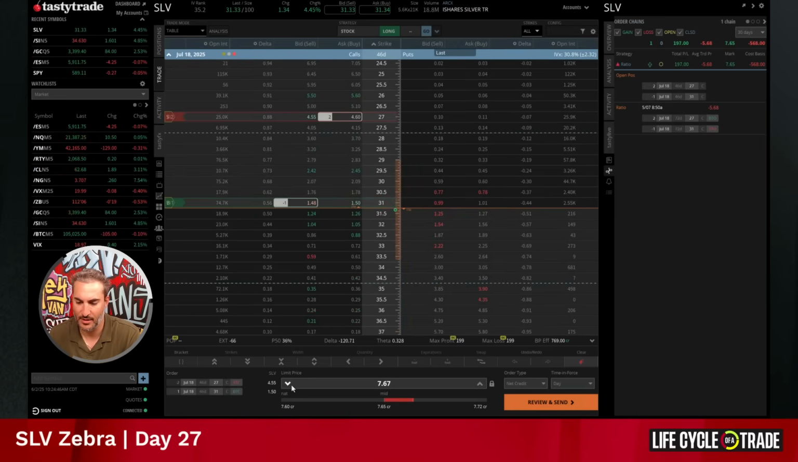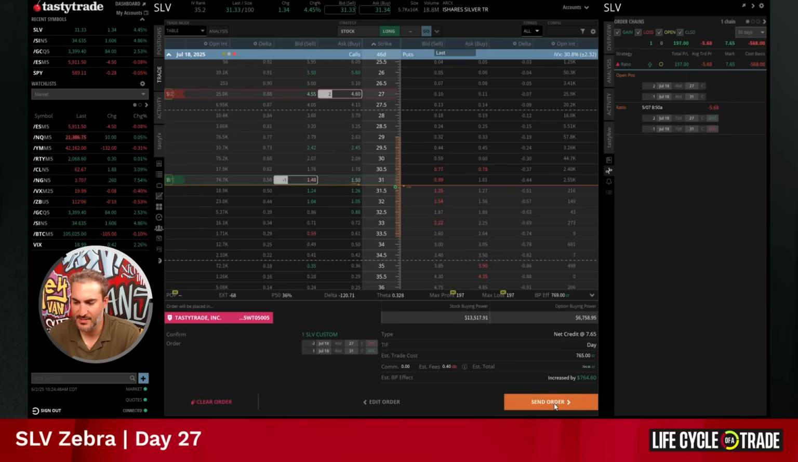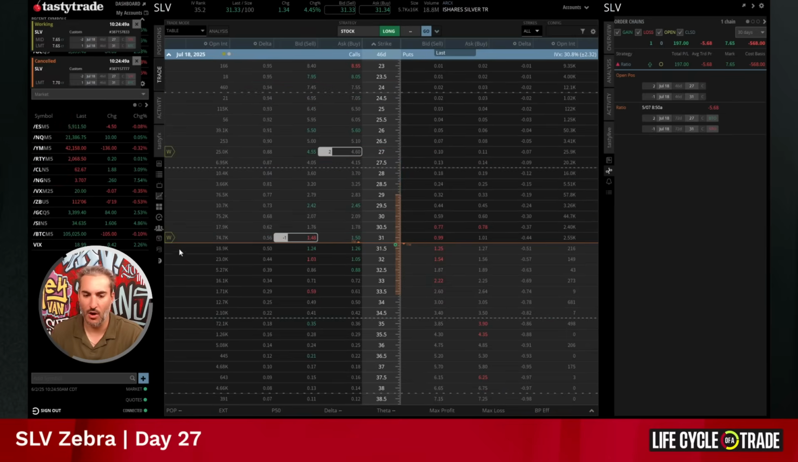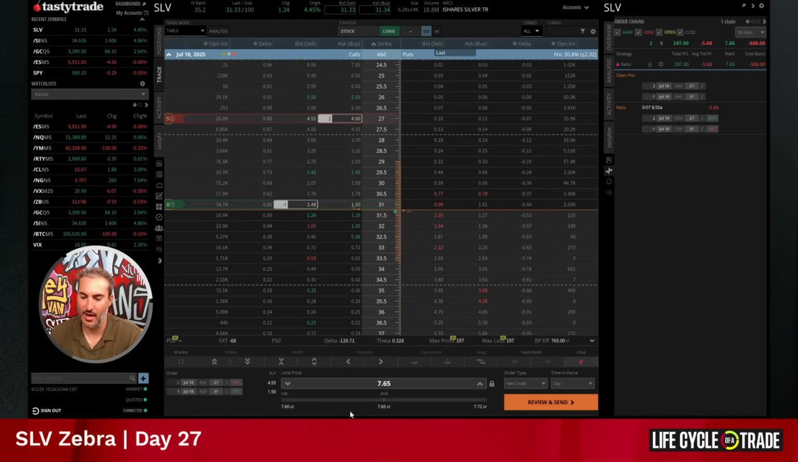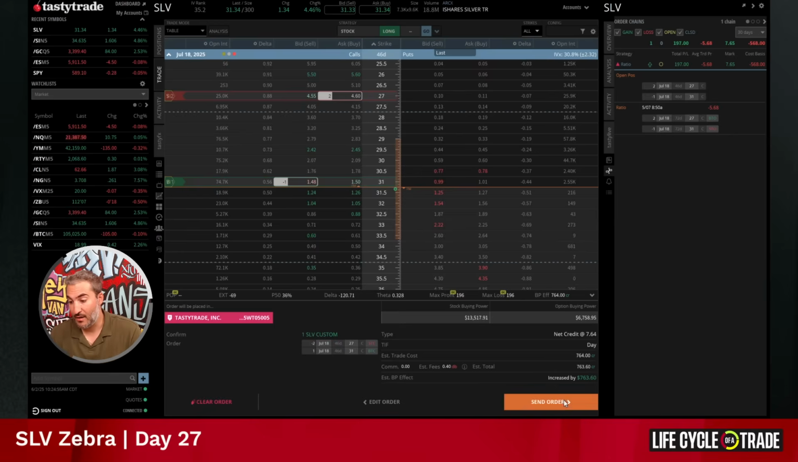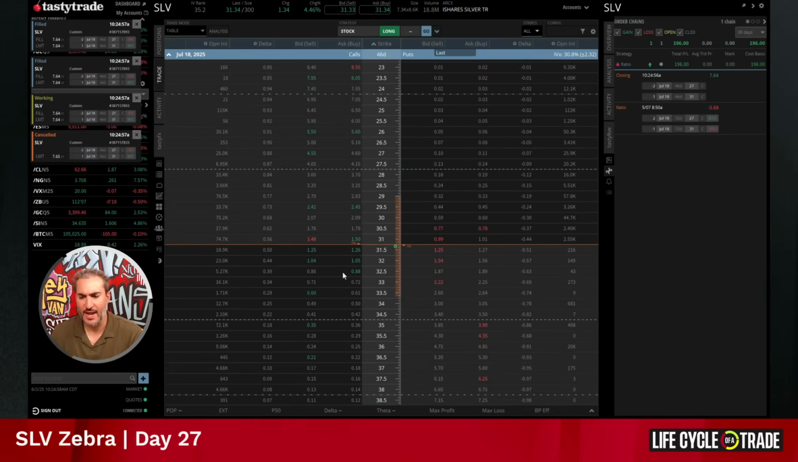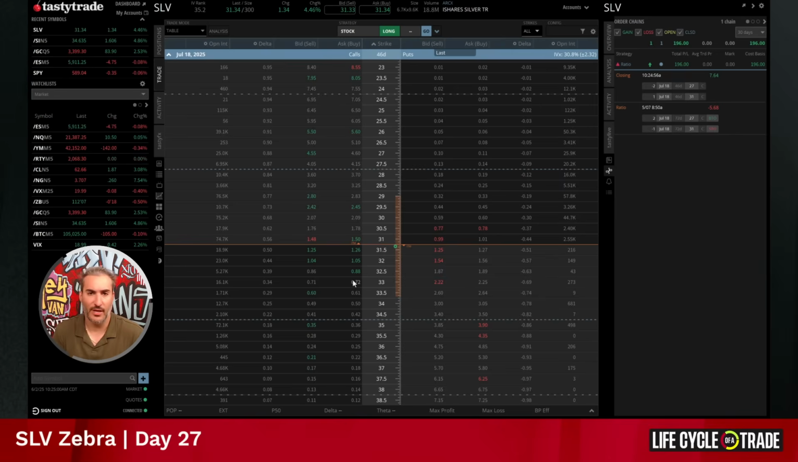So this is a really capital efficient way to be long stock in a margin account versus just buying the stock. If you're in a non-marginable account like a cash or an IRA account, this is a really, really good way to get a little bit of leverage on your cash to be long stock.